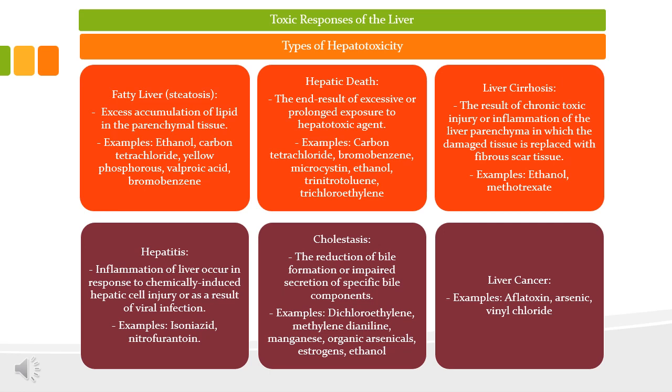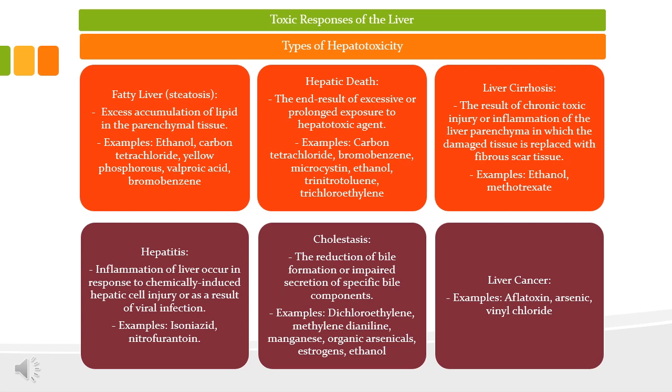The fourth type of hepatotoxicity is the hepatitis, which is the inflammation of liver occur in response to chemical-induced hepatic cell injury or as a result of viral infection. Examples of chemical compounds that cause hepatitis are isoniazid and nitrofurantoin.